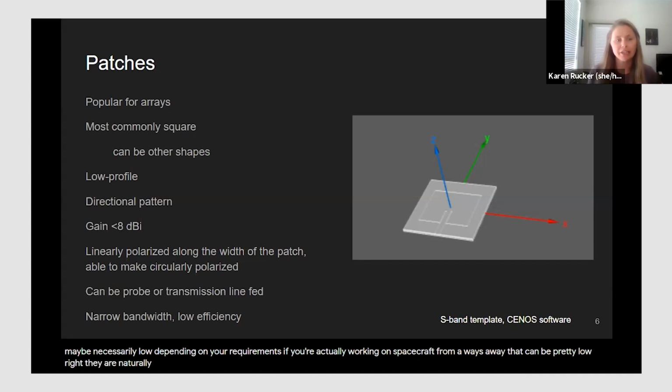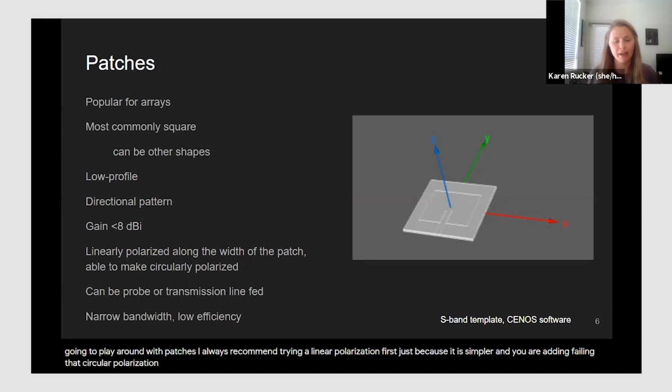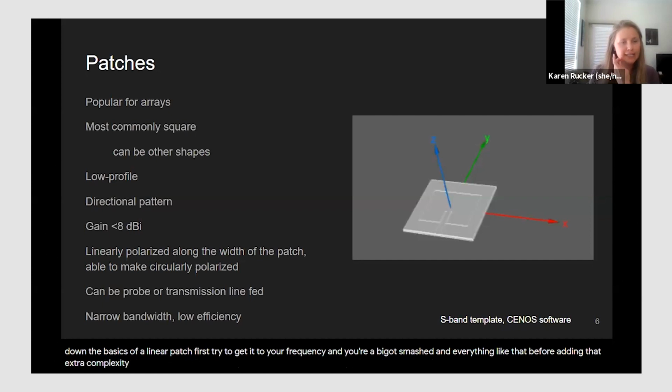They are naturally linearly polarized along the width of the patch, and I will go over several ways to make it circularly polarized. If you are going to play around with patches, I always recommend trying a linear polarization first, just because it is simpler and you are adding steps of difficulty in nailing that circular polarization, right? And if you're a student and your ultimate goal is to make something circularly polarized, try to nail down the basics of a linear patch first, try to get it to your frequency and your impedance matched and everything like that before adding that extra complexity.